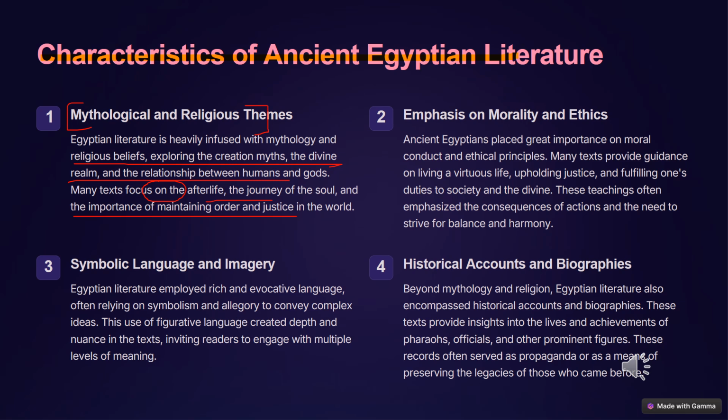Next, we examine the emphasis on morality and ethics. The Egyptians placed great importance on moral conduct and ethical principles. Many texts provide guidance on living a virtuous life, upholding justice, and fulfilling one's duties to society and the divine. These teachings often emphasize the consequences of actions and the need to strive for balance and harmony.